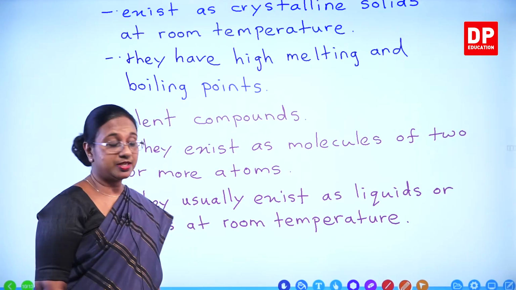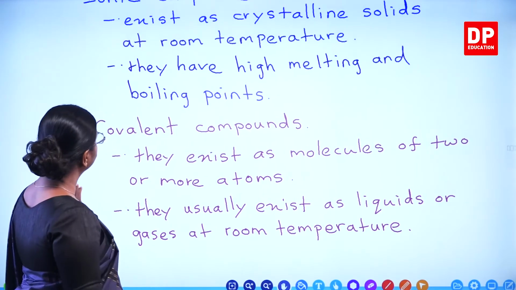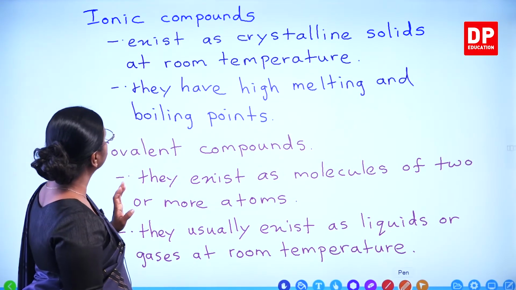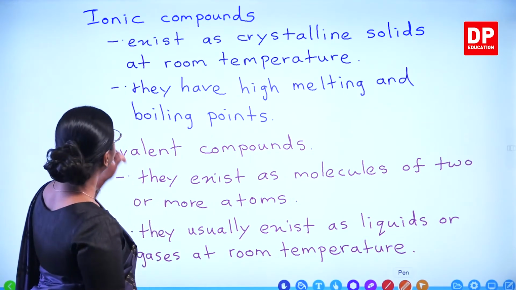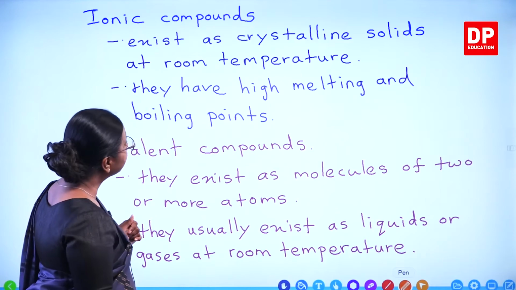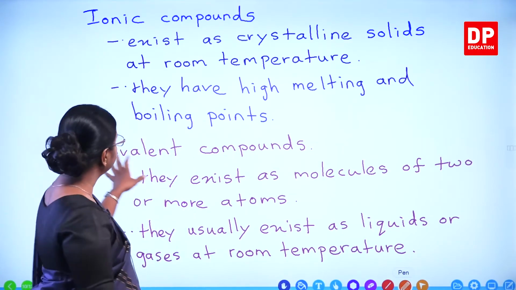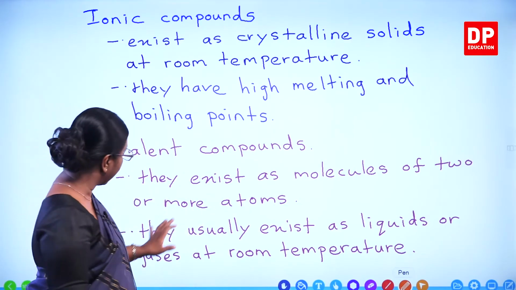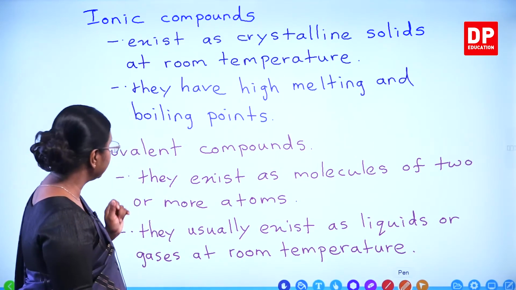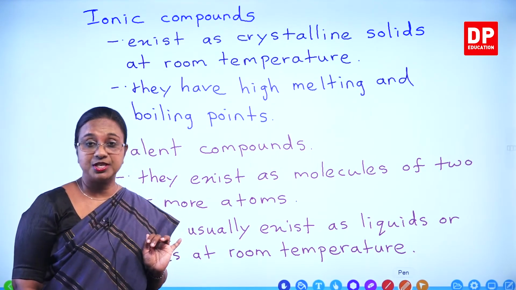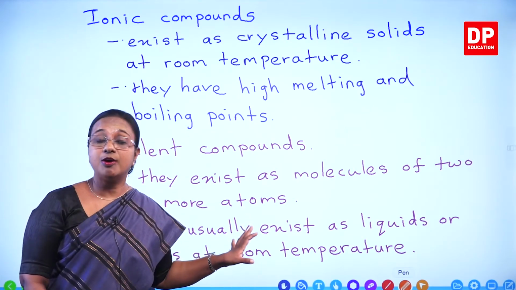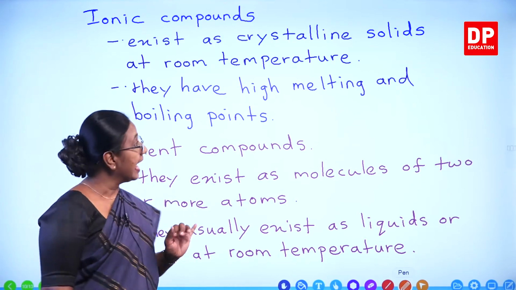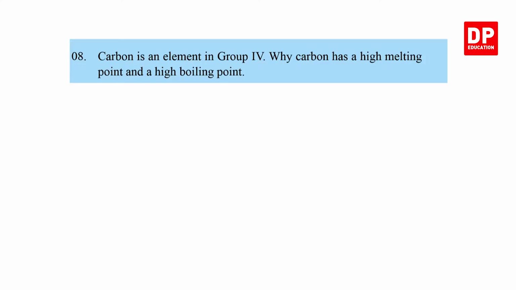So is that okay, students? You can write any two properties for the ionic and covalent compounds. Here I have written for ionic compounds exist as crystalline solids at room temperature. They have high melting and boiling points. And for covalent compounds, they exist as molecules of two or more atoms, and also they usually exist as liquids or gases at room temperature. Apart from that, you can write any of the two characteristics that I have discussed with you. So with that, I will move on to the next question.